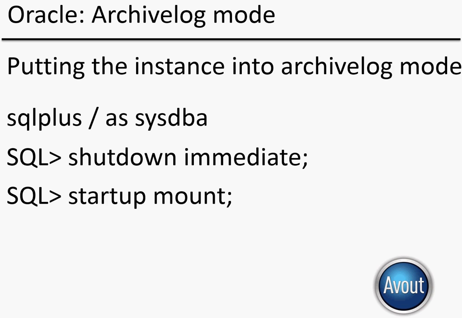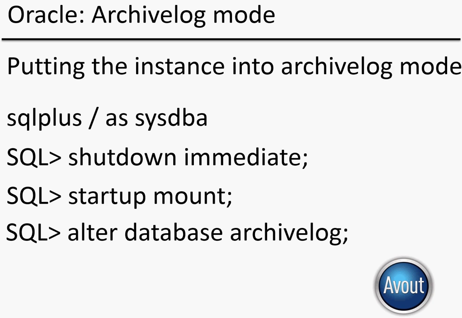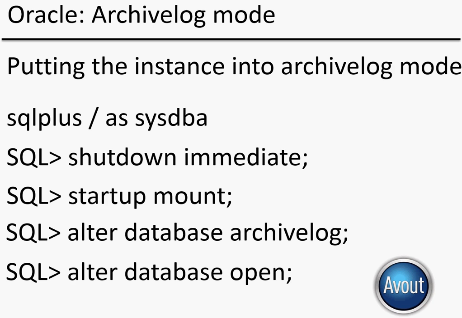Once we have the database started up in mount mode, we can issue a command called alter database archivelog. Once we do that, Oracle reads the information from the init.ora, looks at that log destination parameter that we specified a couple of slides ago, and says, okay, I'm going to start writing out my information to that location based on the transactions. Once the database is in archive log mode, we simply alter database open, and our database is now in archive log mode processing transactions.